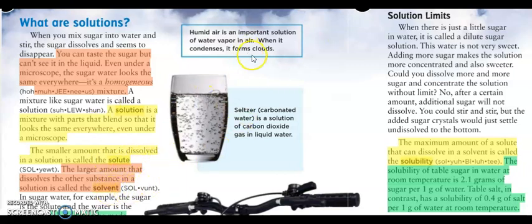So another example of mixtures, we have the humid air. It's an important solution of water vapor in air. When it condenses, it forms clouds. You can see here the clouds, it's all the same everywhere. This is another example of a solution. Another example, carbonated water is a solution of carbon dioxide gas in liquid water. So seltzer is another example of a solution.